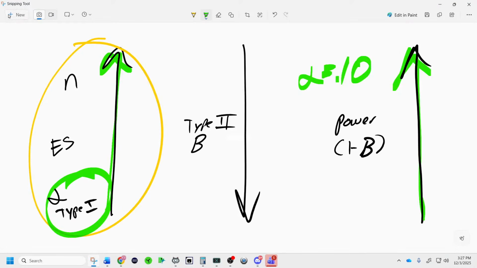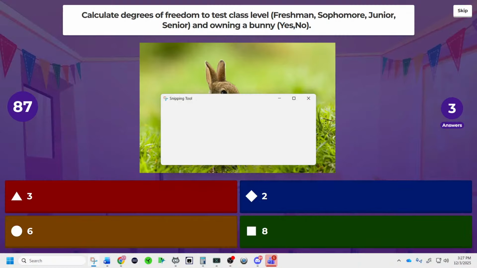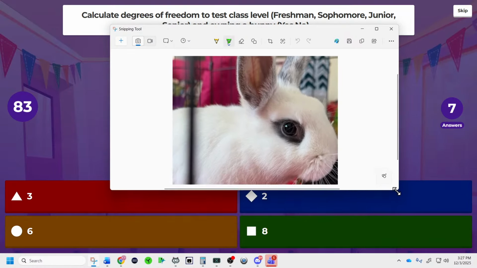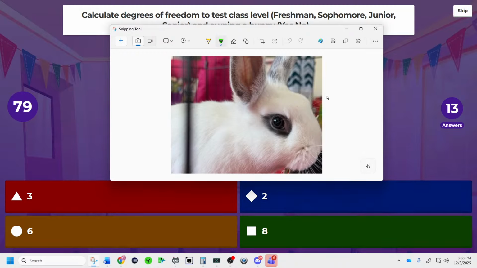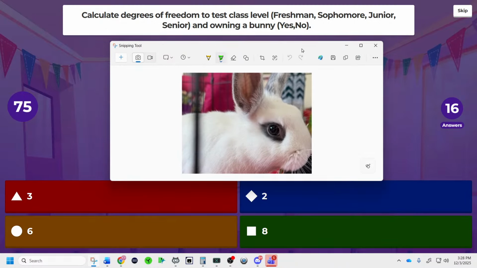Now, I wish I'd gone in, and I got to put our little girl in here. Look at that little girl. That's Celeste, named after the mountain. Freshmen, and owning a bunny is a great joy in life. There's Celeste. She's even got eyeshadow.